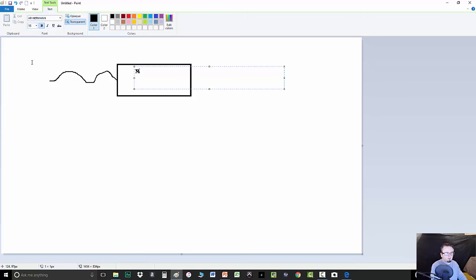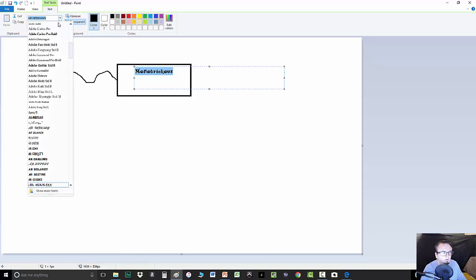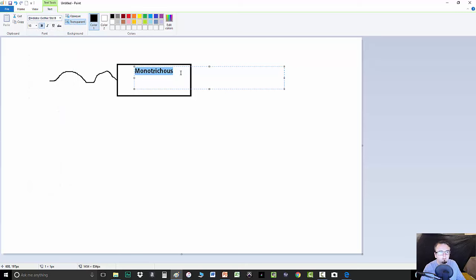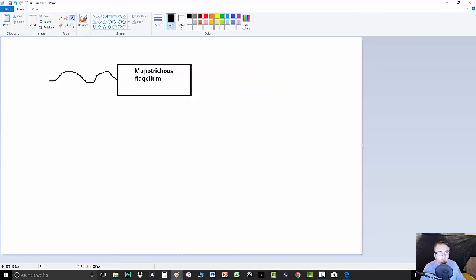So we call a mono... Ooh, that's kind of a weird font. How about that? Called a monotrichous flagella. Or you could say flagellum. So one tail. So mono means one. Trichous loosely translates to tail.